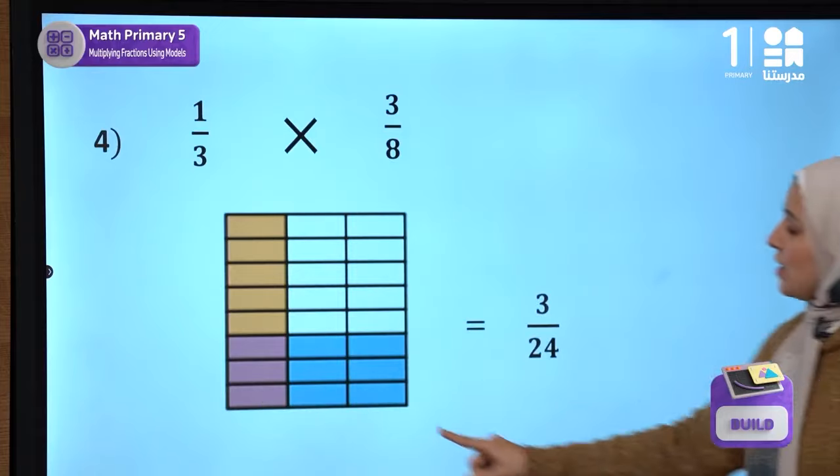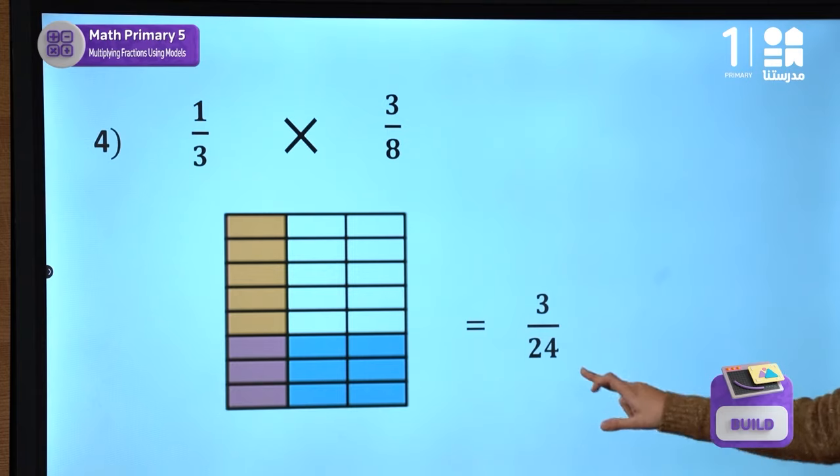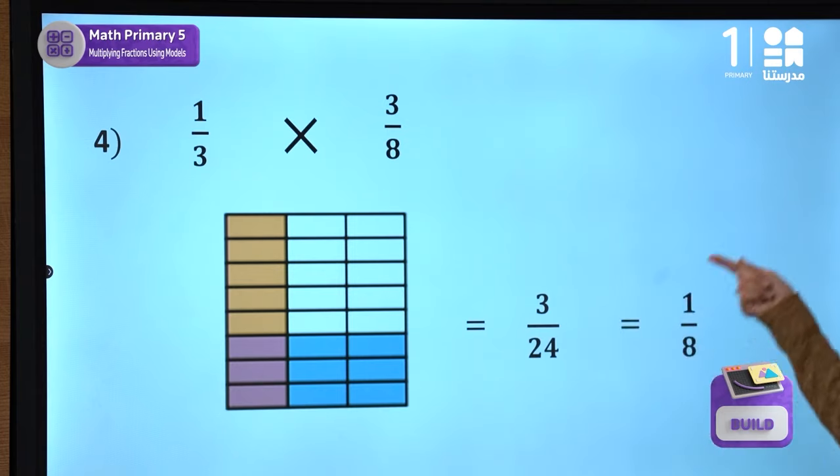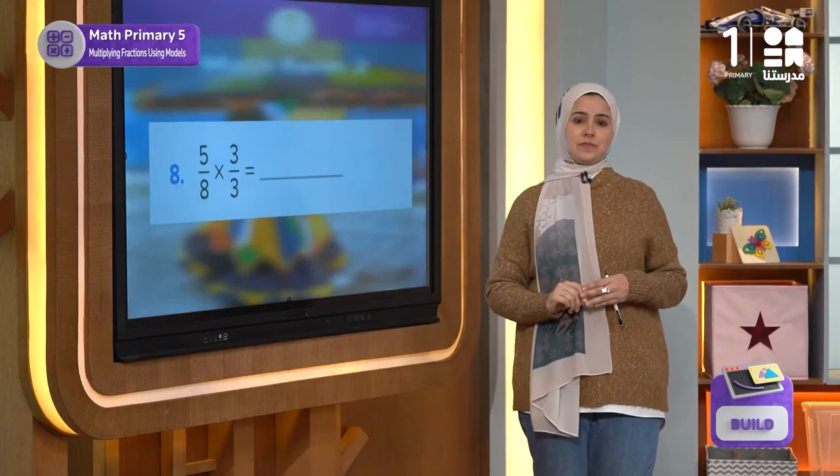How many are they? They are 3 out of the total 24. And again, this number is not in the simplest form. I can simplify by dividing by 3 up and down, and the final answer will be 1 over 8, as simple as that. Now let's move on to problem 8.